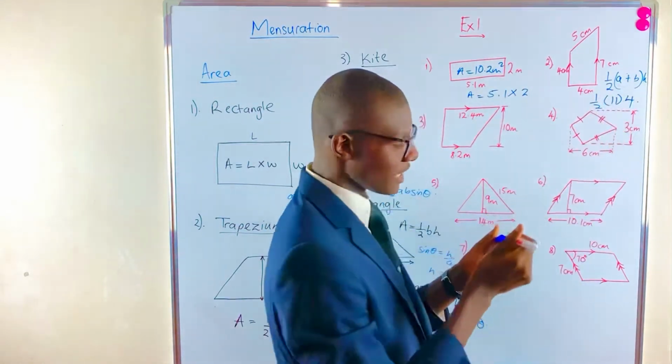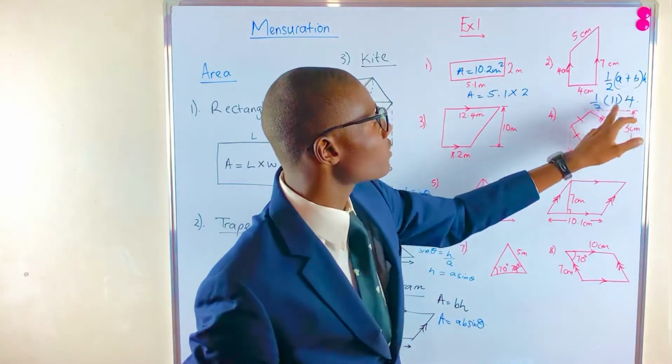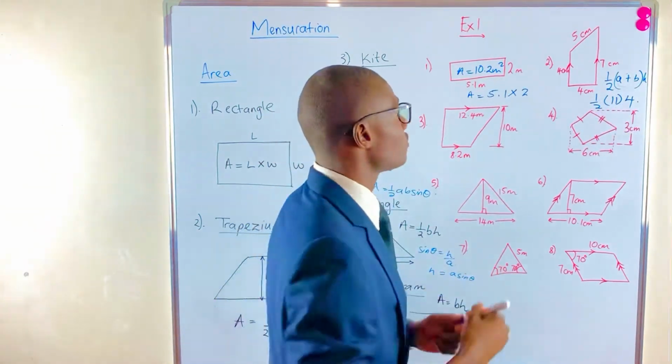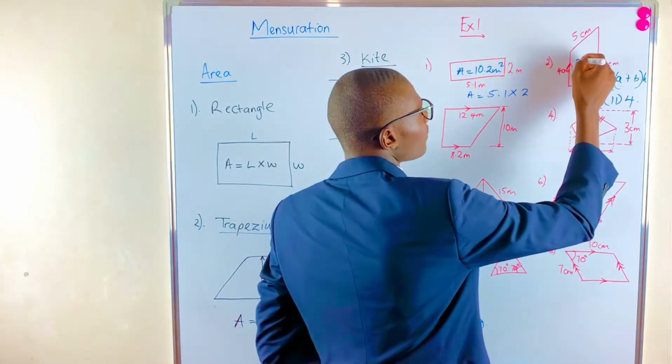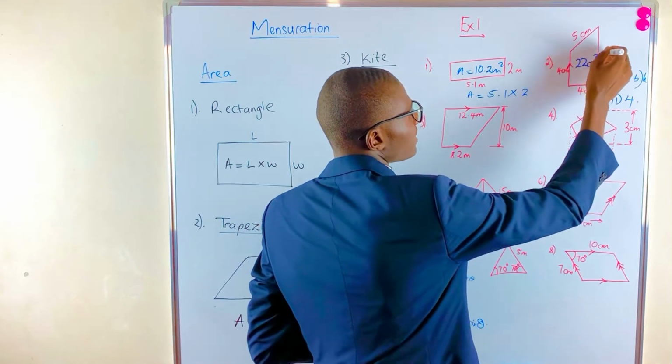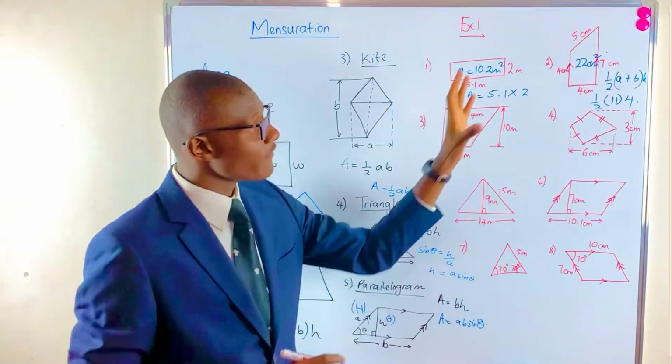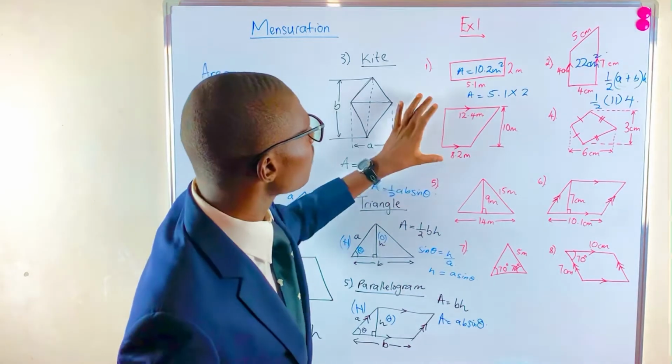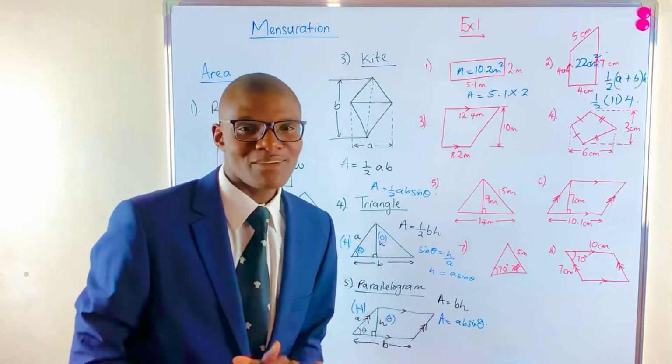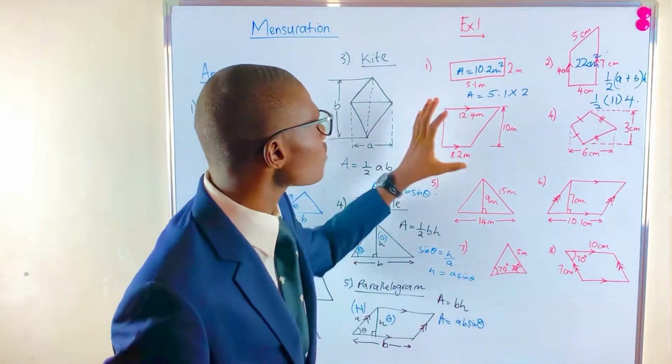So 44 divided by 2 will give us 22. So the area here would be 22 square centimeters. So that's the area of that trapezium. And then I'm moving on to number 3 as well. This is the same example, right? This is also a trapezium.